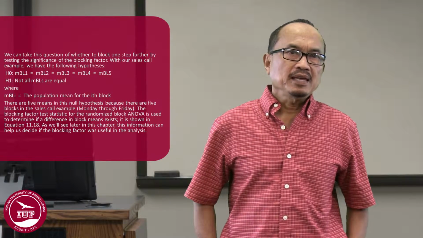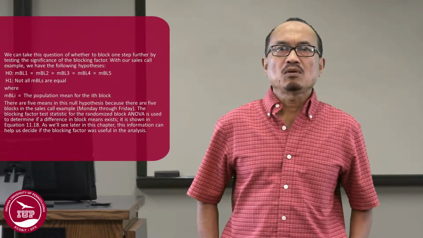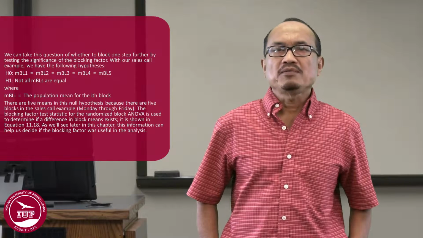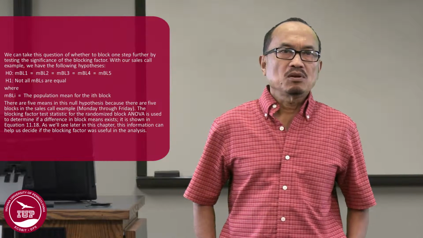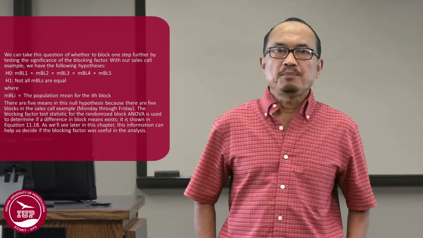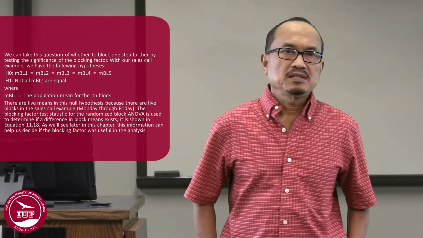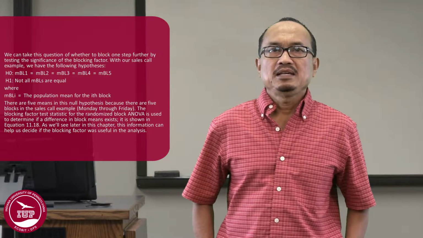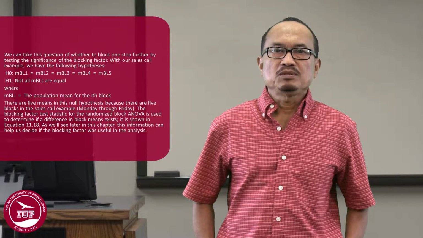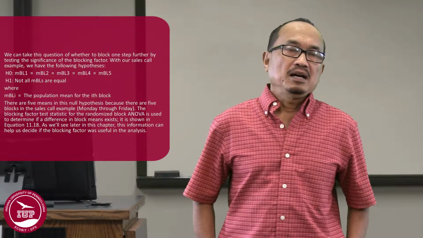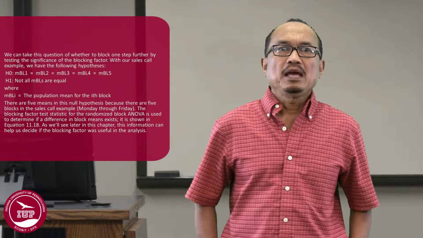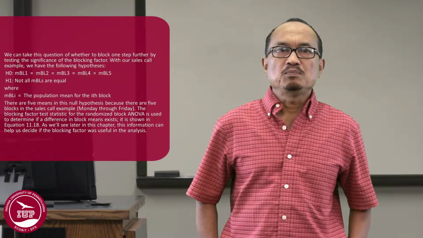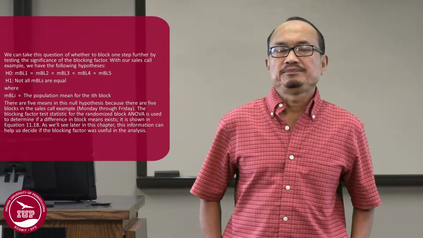We can take this question of whether to block one step further by testing the significance of the blocking factors. With our sales call example, we have the following hypotheses. Null hypothesis: μBL1 equal to μBL2 equal to μBL3 equal to μBL4 equal to μBL5. Alternative hypothesis: not all μBLi are equal, where μBLi is the population mean for the ith block.